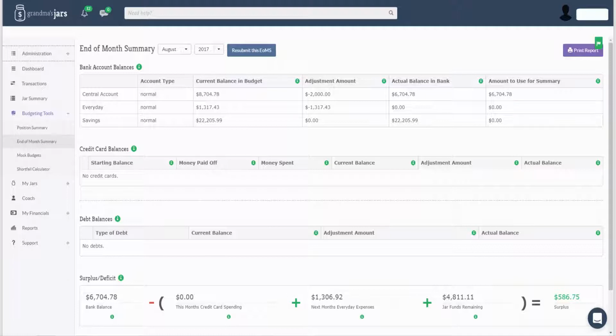Remember, what we are trying to do is make a comparison between what our budget says we've accumulated in our jars and what our bank accounts actually have.